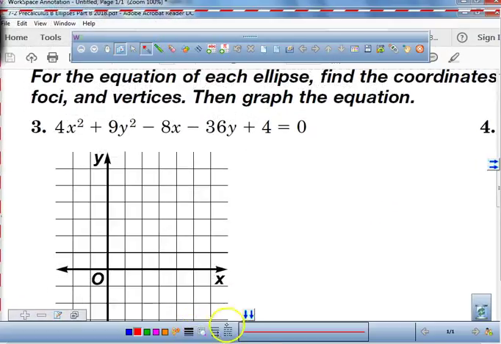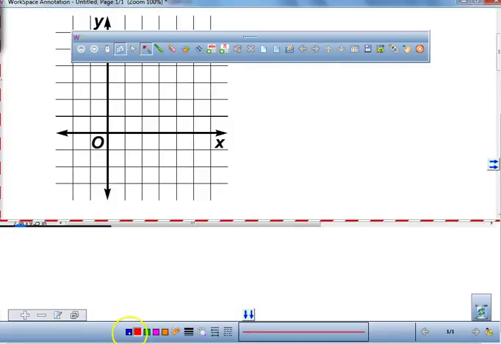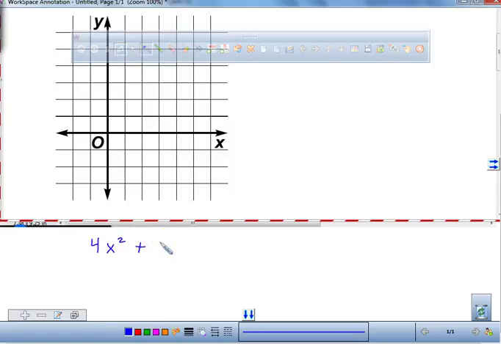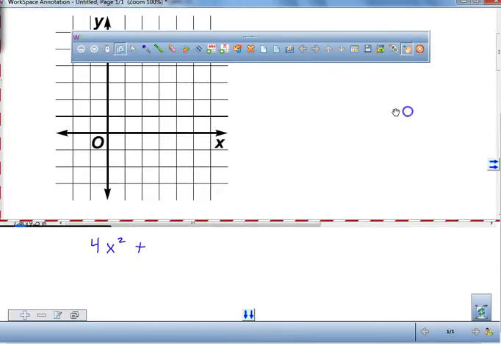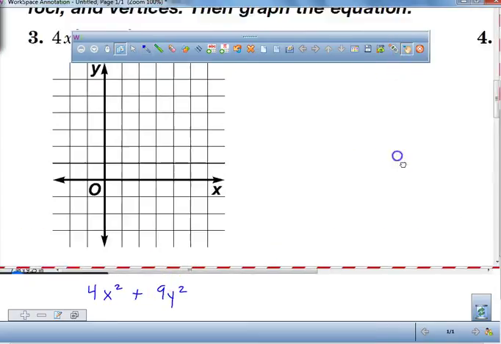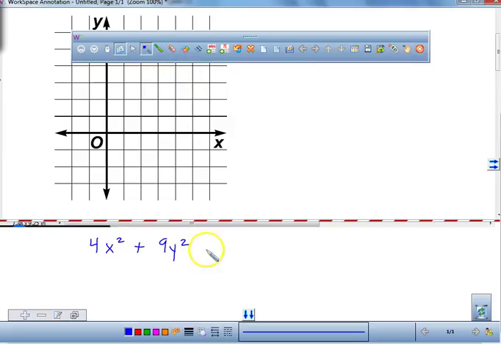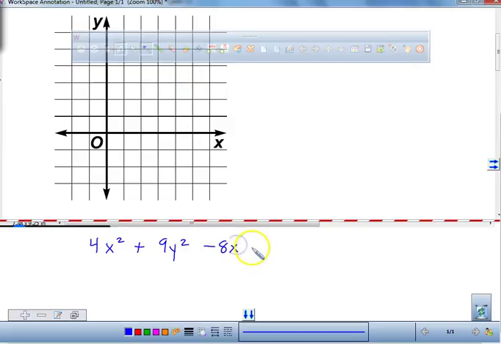Right now, I'm going to go ahead and start with this and work my way down. So we started out with a 4x squared. Then, what is it after 4x squared? Oh, plus 9y squared to start out with. Plus 9y squared. Then what? Minus 8x. Minus 36y. Plus 4 equals 0. So we need to get this organized.